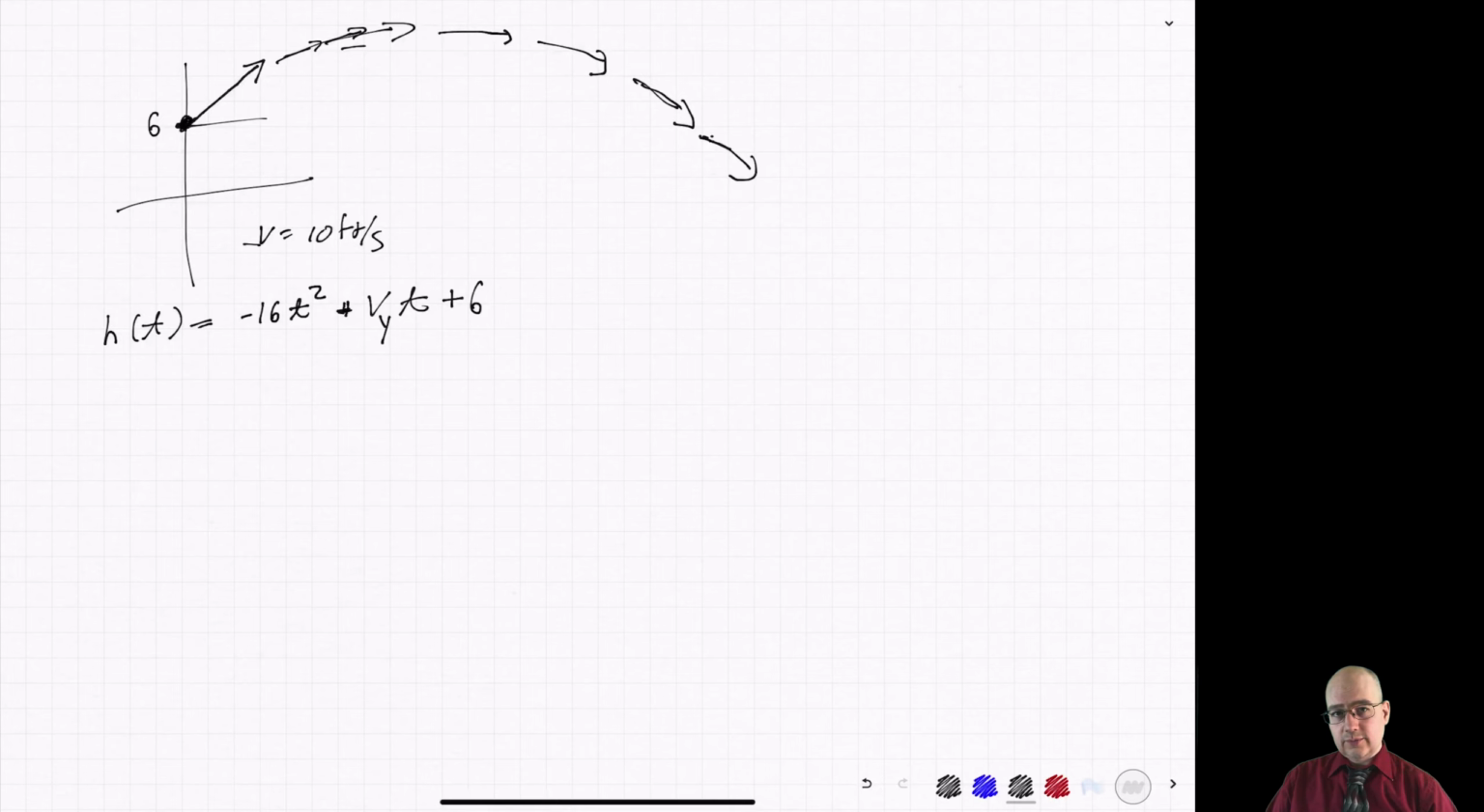We need to figure out what Vy is. And then there's also the distance in terms of the x. I call this x distance. And so this is simply the velocity in the x direction times t. That doesn't change the whole time. It's always the same thing.